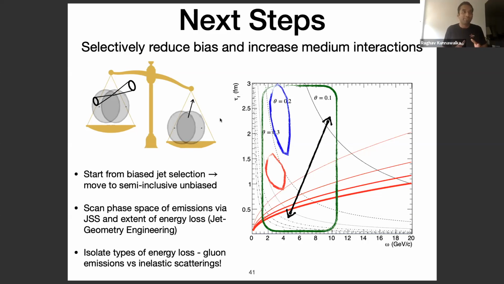We only identified energy loss from a single color charge. We have to take that to the next step. So we know there is a bias. Now let's start working backwards, right? Let's selectively reduce the bias and then increase the medium interaction.